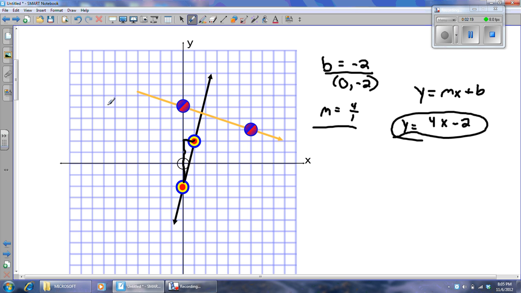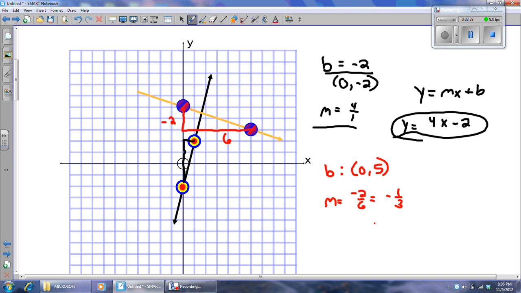Similarly, I can find the y-intercept of the orange line. Looks like the y-intercept occurs at 1, 2, 3, 4, 5. So it looks like the y-intercept occurs at (0, 5). I can do my slope. I'm going to rise 1, 2. Looks like I'm going to rise -2. I'm going to run 1, 2, 3, 4, 5, 6, +6. So my slope is -2/6, which is better said as -1/3.